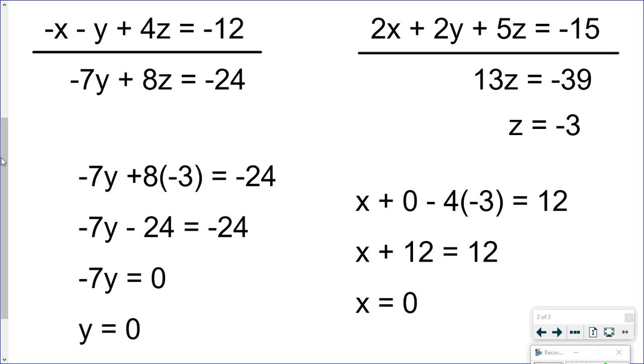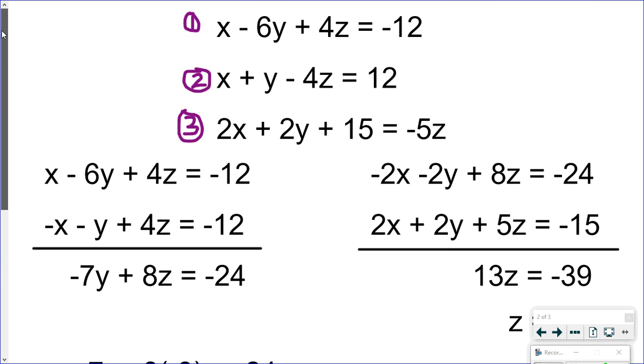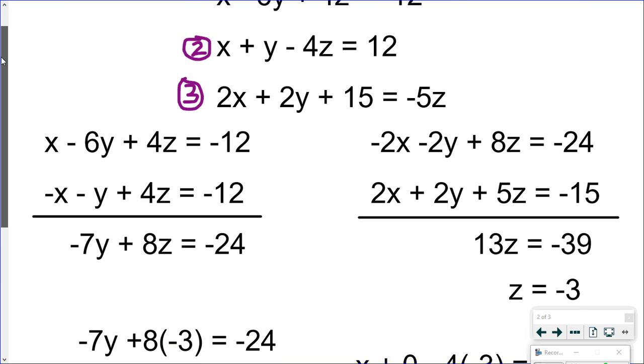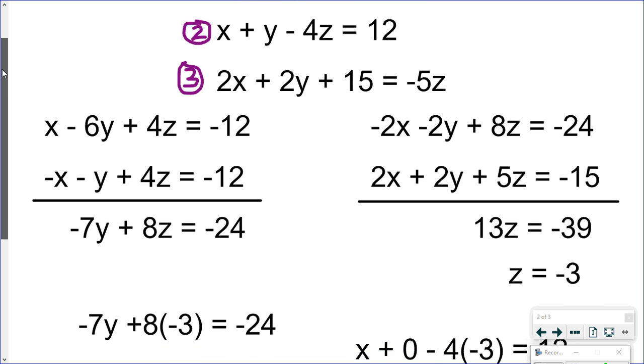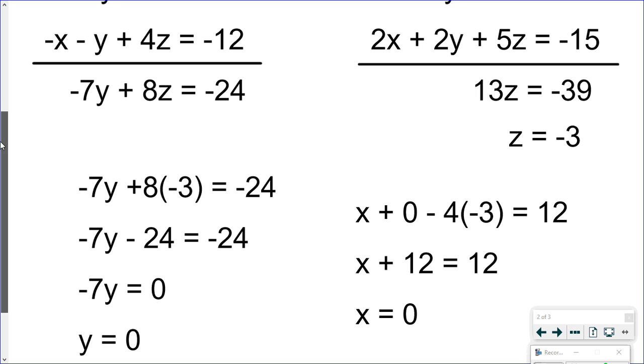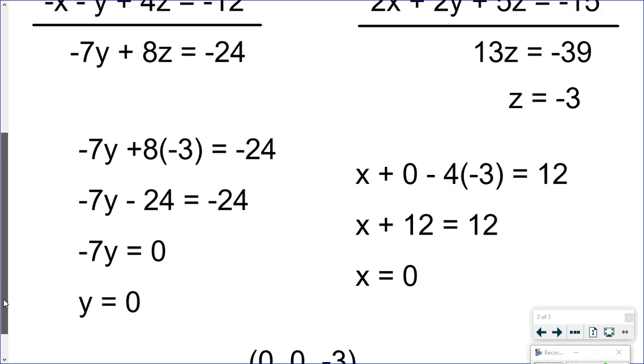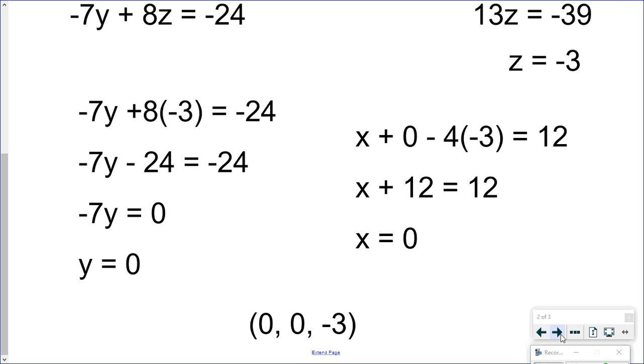So I plugged it in to which equation? The second equation. So I have x, which I don't know, plus y, which is 0. So x plus 0 minus 4 times -3 equals 12. Well, -4 times -3 is positive 12. So x plus 12 equals 12. Subtract the 12, we get 0. So we have x is 0, y is 0, and z is -3. So we write that as an ordered pair. So it's going to be (0, 0, -3).